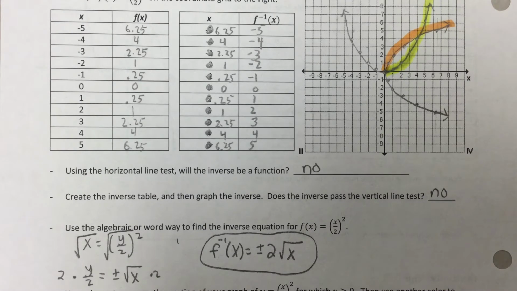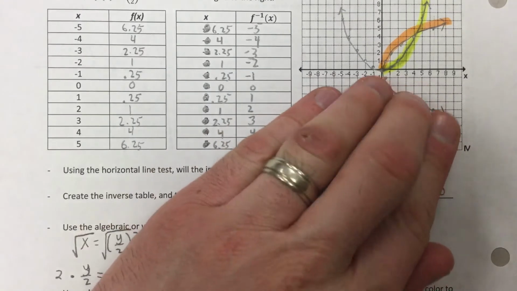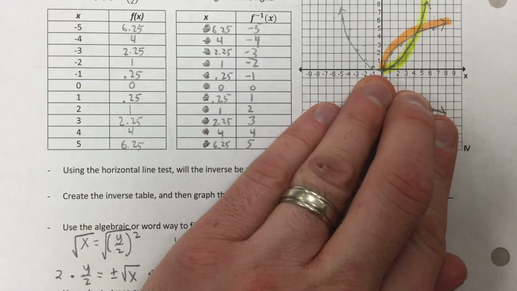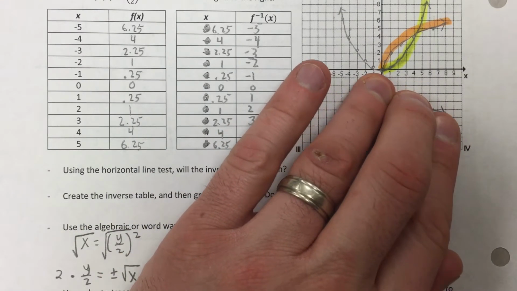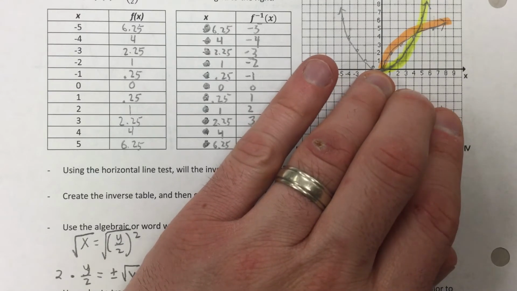So now it says, is the inverse of this part of y equals (x over 2) squared a function? So if I didn't have this bottom part and only had the orange, would that pass the vertical line test? Well, yes, because there's no bottom part, so it would pass the vertical line test.